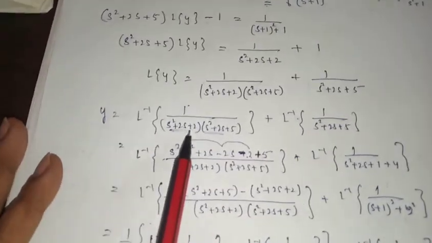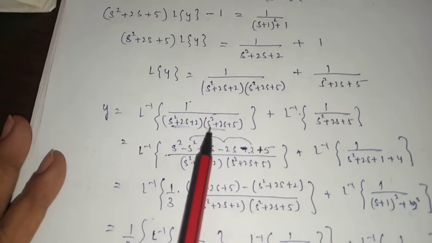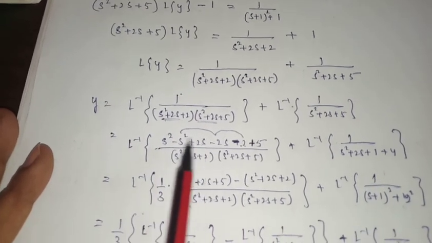So this way you have to do this. Whenever you come across 1 by s square plus 2s plus 2, if you have the first two terms same, you can add and subtract and do it in this manner instead of applying partial fractions.